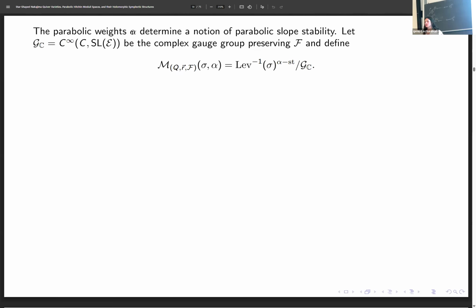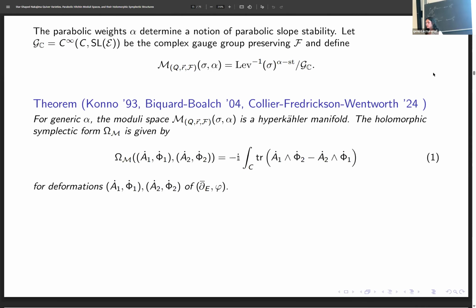Finally, we have this notion of slope stability. It's kind of the usual slope stability. So it's about holomorphic phi-invariant subbundles and their parabolic degrees. And we have this gauge group of invertible parabolic endomorphisms. And we take the alpha-stable locus and mod out by this G to define the moduli space.